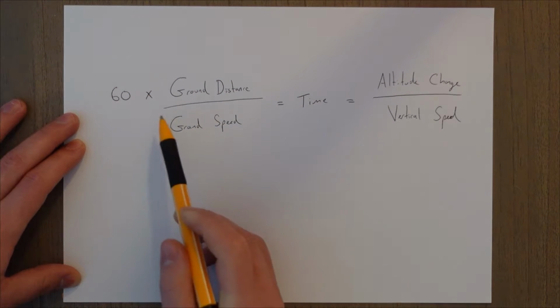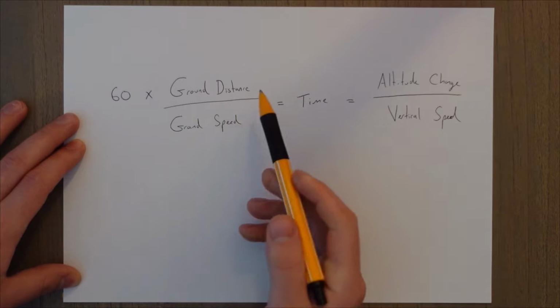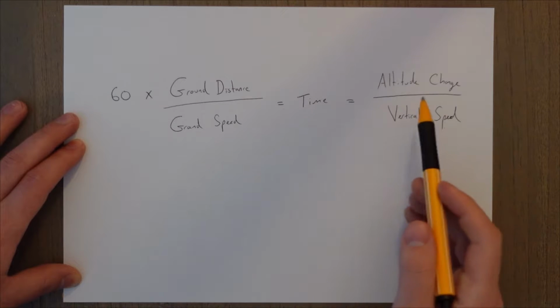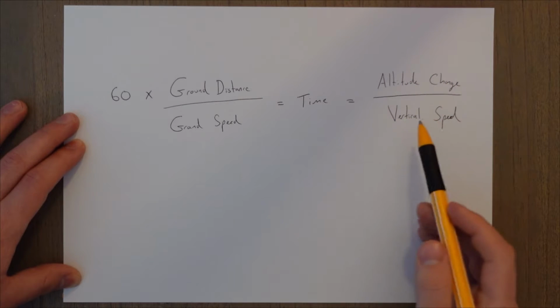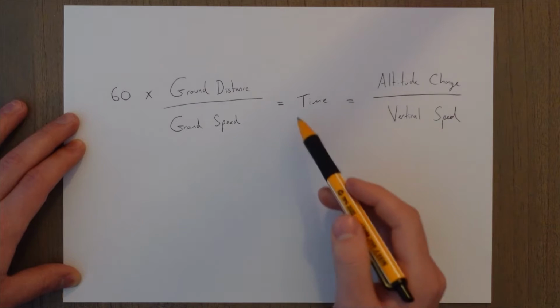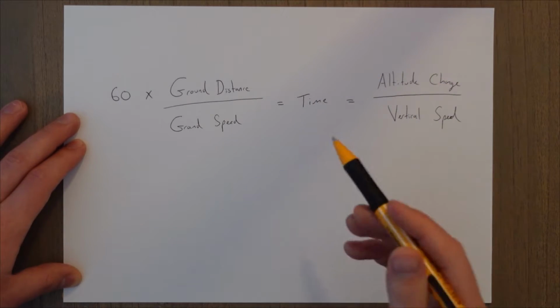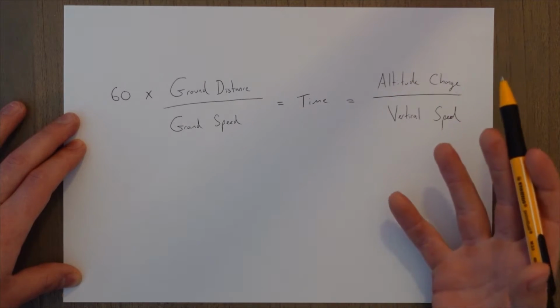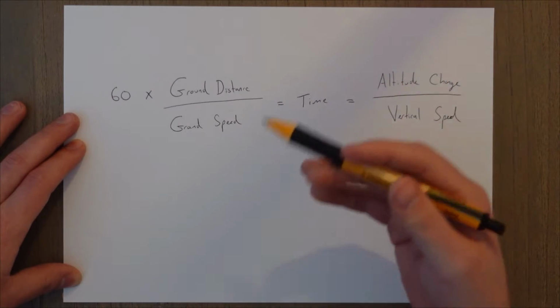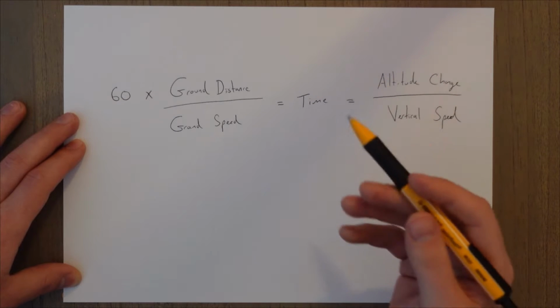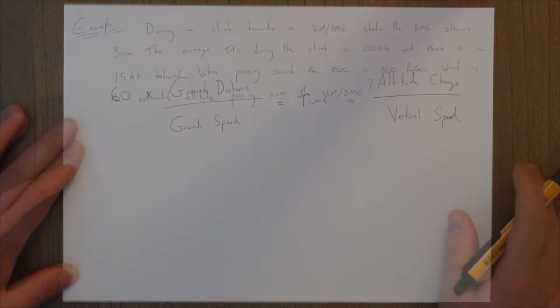So you get an equation which is ground distance times 60, or 60 times ground distance over ground speed equals the time, and that equals the altitude change over the vertical speed, and that will be giving you a time in minutes. We can then use this equation to calculate either time or distance or speed, whichever is required to achieve certain altitude changes, which we'll look at in a little example.